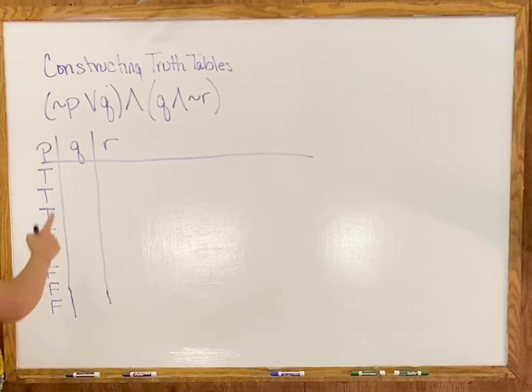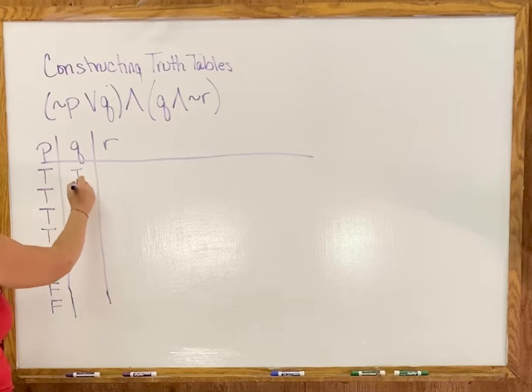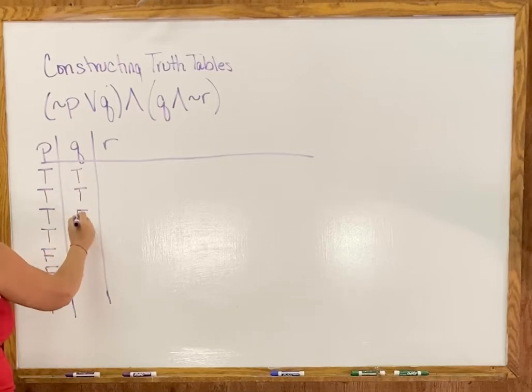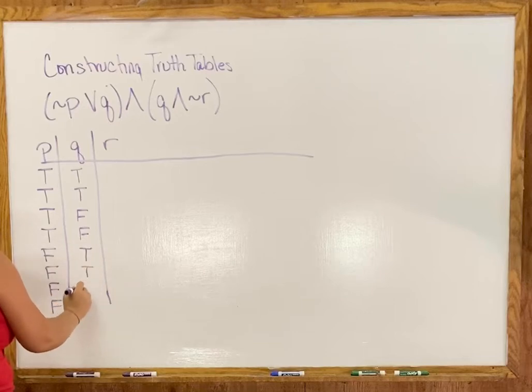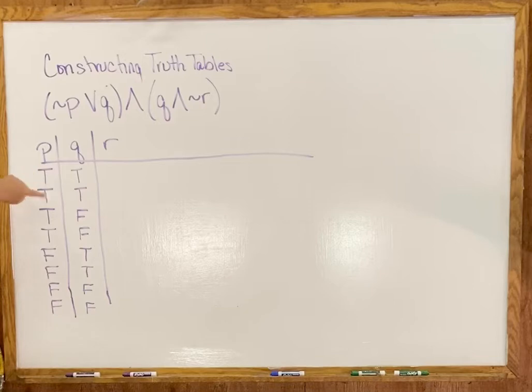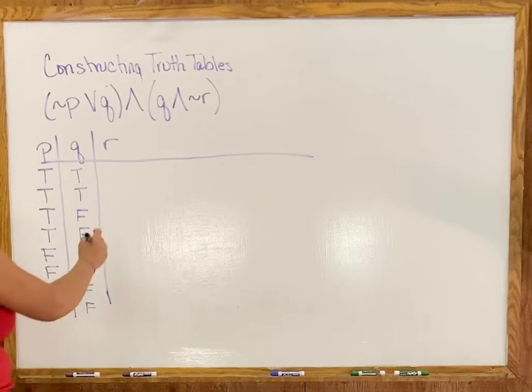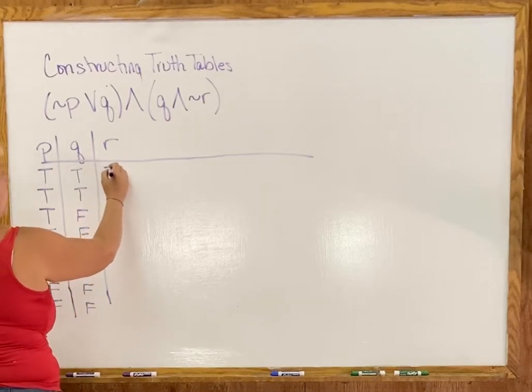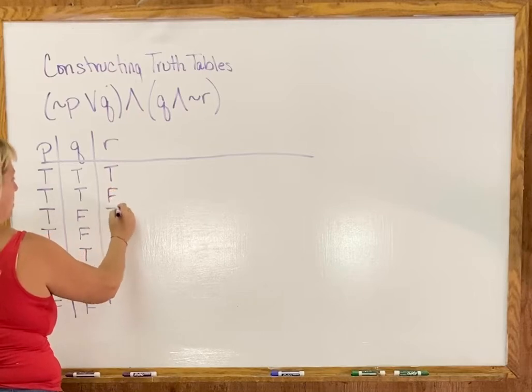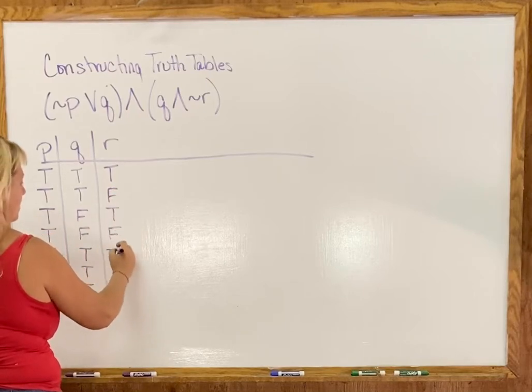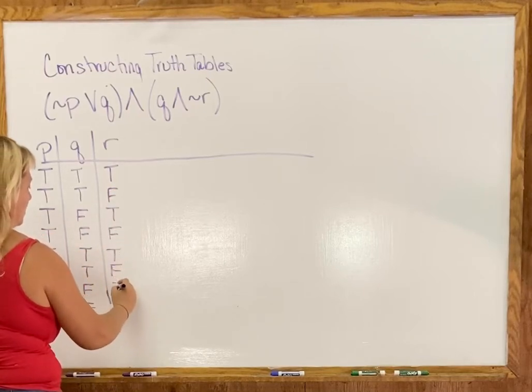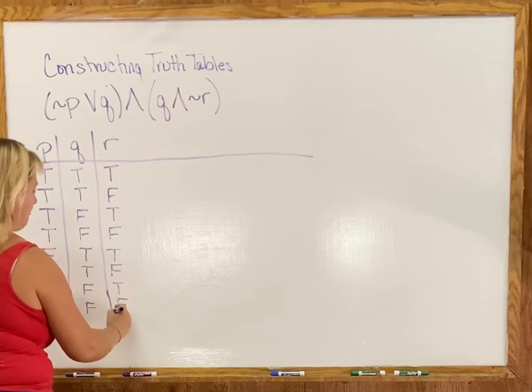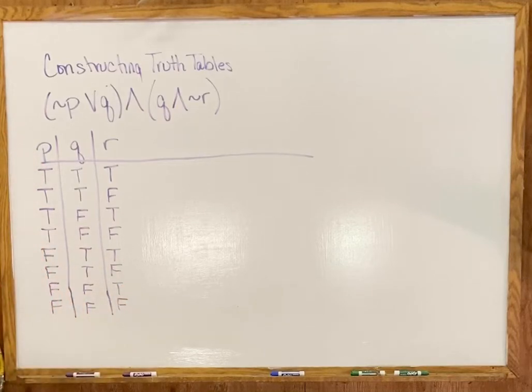Because then this guy is going to be true, true, false, false, true, true, false, false. And the idea is we're getting every possible arrangement that we can, and this one is going to be true, false, true, false, true, false, true, false. I know, big, hideous mess.